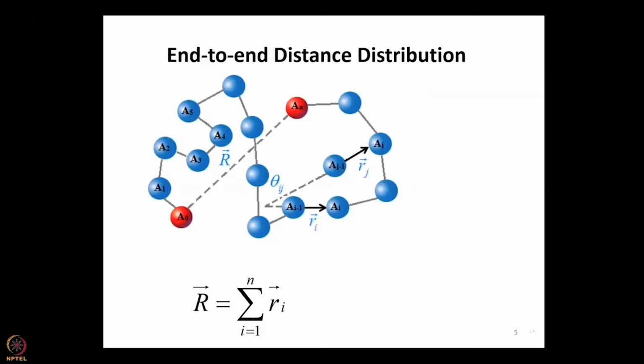This is what I was telling, that we will be discussing a little bit of the random walk scenario, and then go to A1, A2, A3, and then go over and go to the endpoint. The two endpoints are given by two red spheres. And one important thing to know here is that when I go from A0 to A1 and A1 to A2, the A0 to A1 bond vector can rotate and can take a large number of orientations.